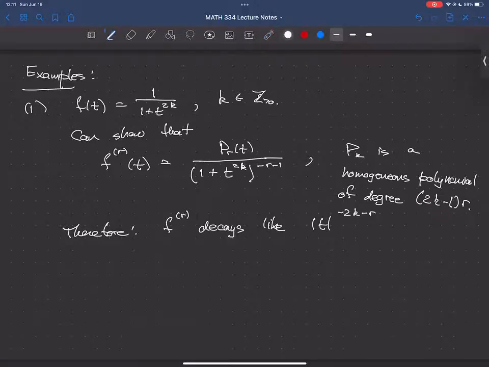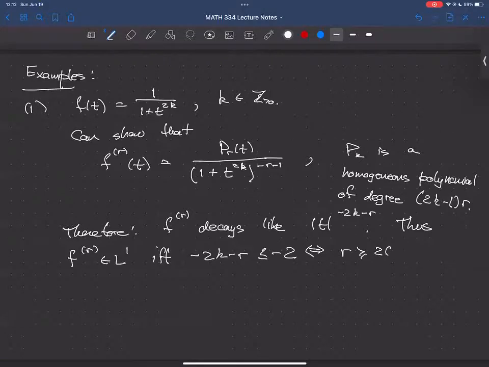And so therefore, the rth derivative of f is in L1 if and only if minus 2k minus r is less than or equal to minus 2. So it has to decay faster than 1 over t squared. And so this implies that r is greater than or equal to 2 minus k.